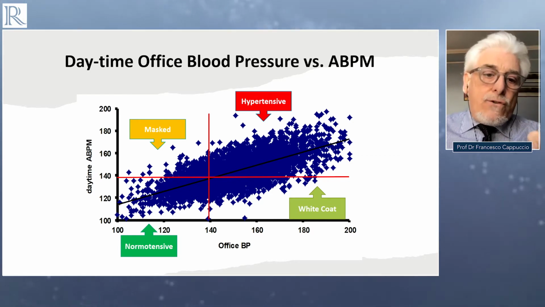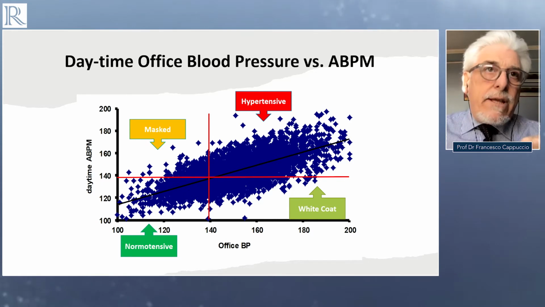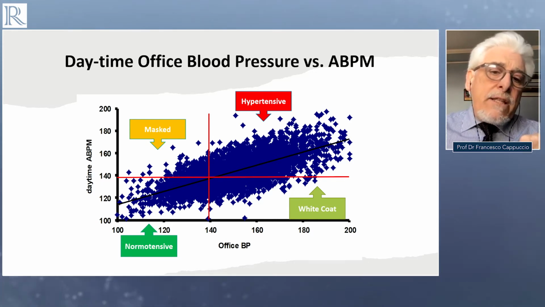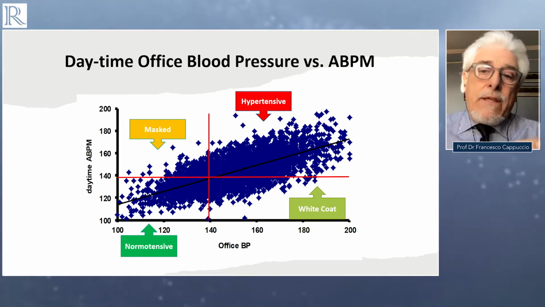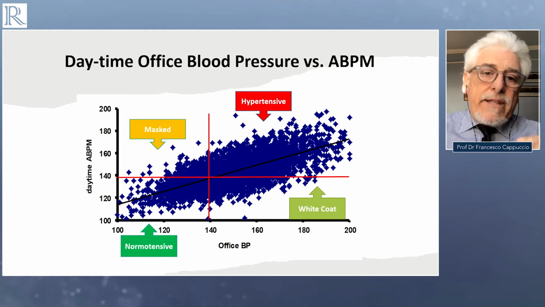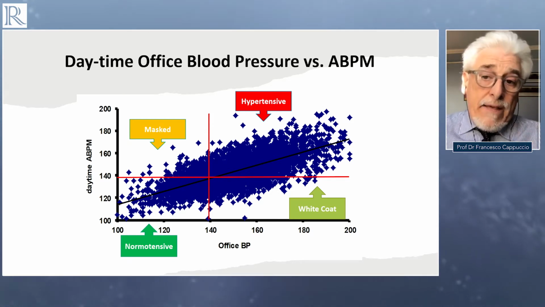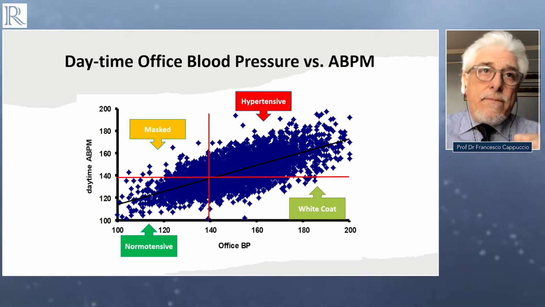We have the true normotensives, the green group, and these are the individuals whose blood pressure in the office and in 24-hour daytime are concordant below the thresholds for normotension. The true hypertensives, on the other hand, are those which have concordant readings of the two methods, but on the upper level of thresholds for hypertension.